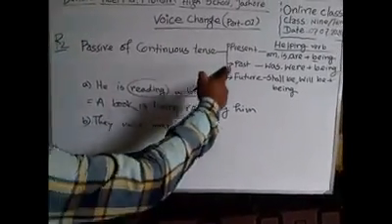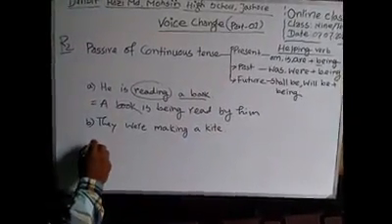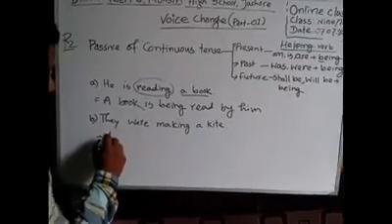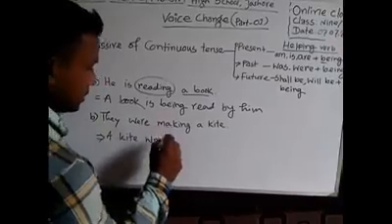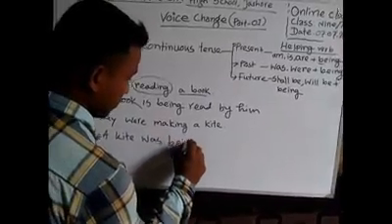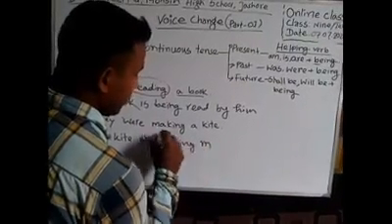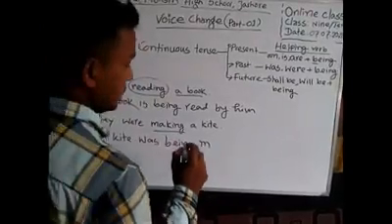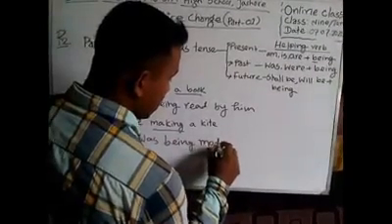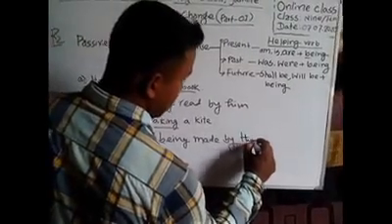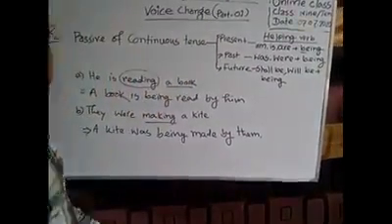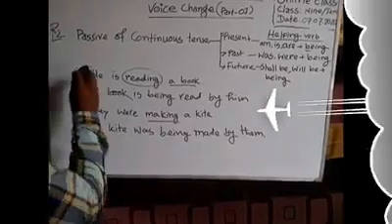Another example: they were making a kite. This is the example of past continuous tense. The answer is: a kite was being made by them.